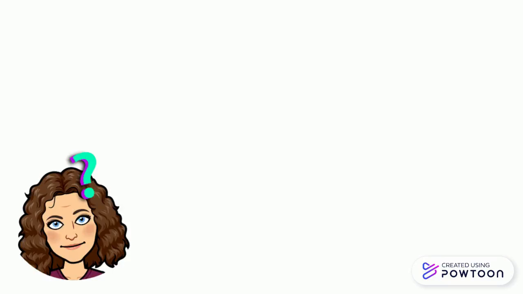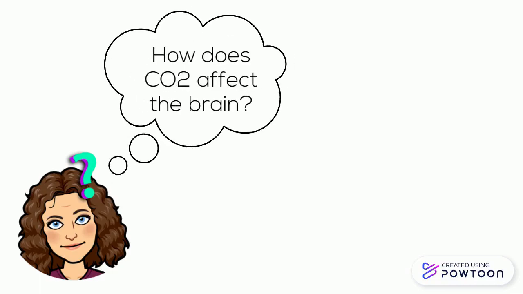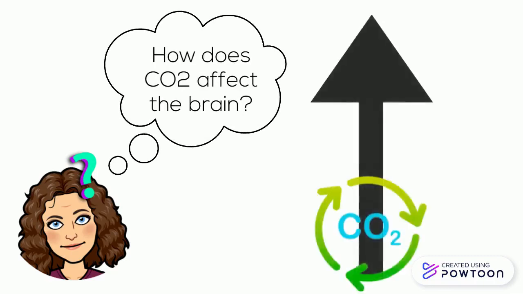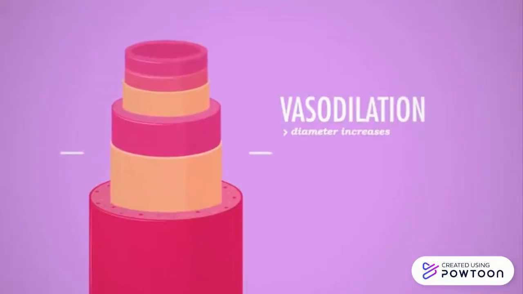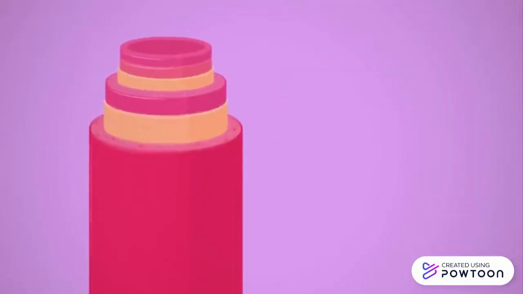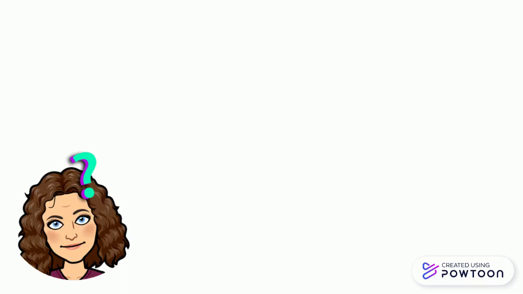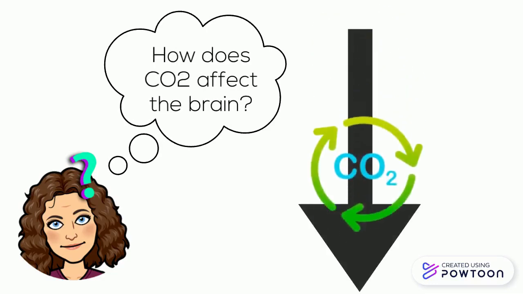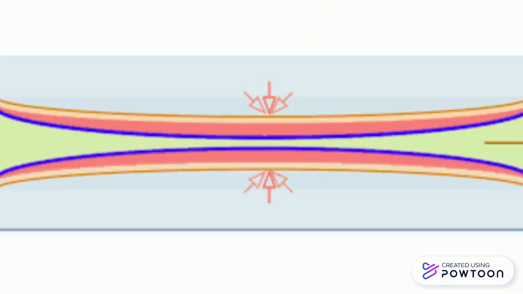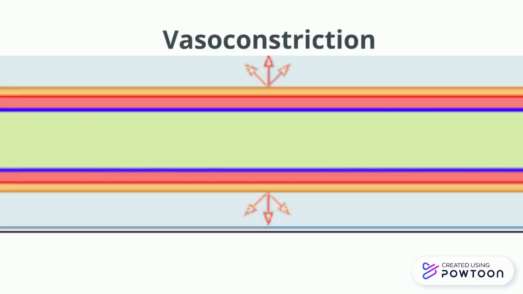So what happens when there's decreased perfusion to the brain? Well, carbon dioxide levels begin to increase. But how does that affect the brain? As CO2 begins to rise, vasodilation can occur. If you give the patient oxygen, their CO2 levels will begin to decrease, which will then lead to vasoconstriction.